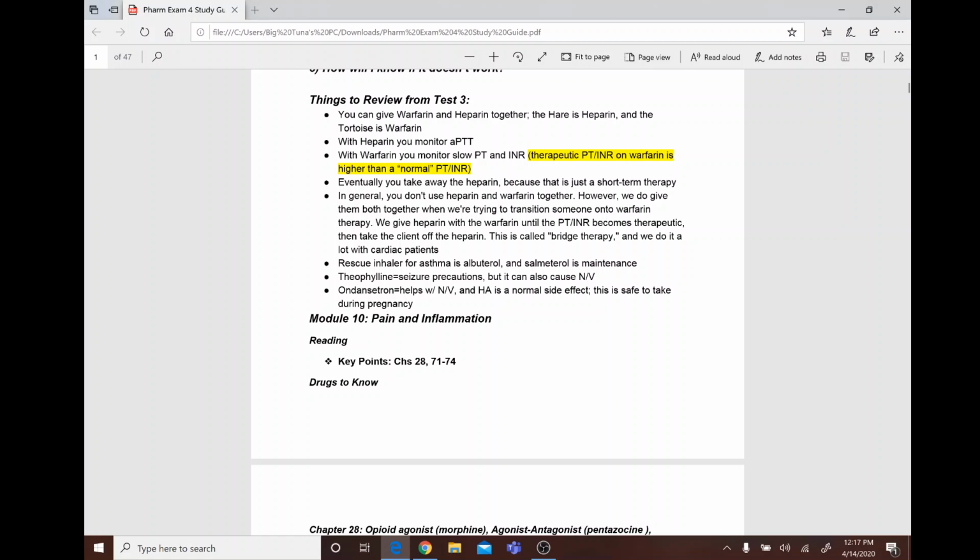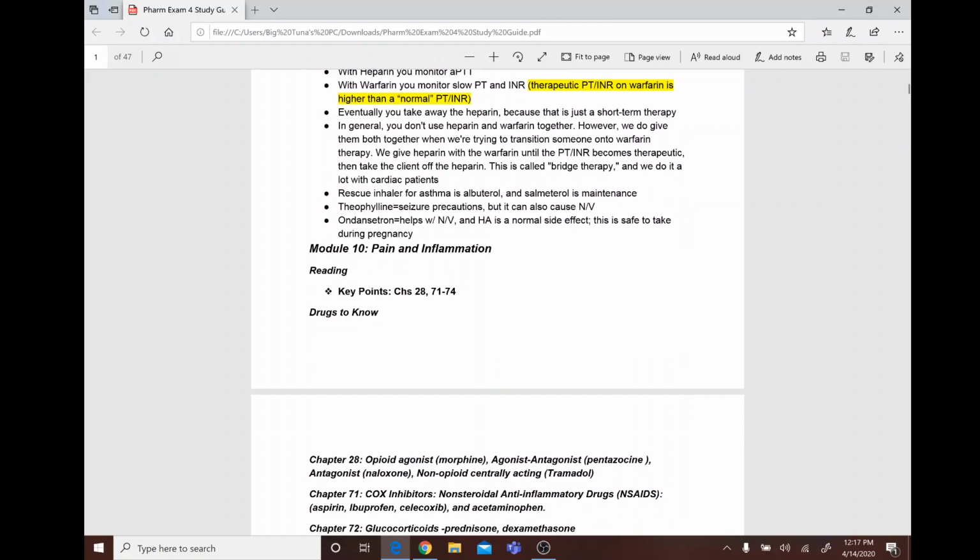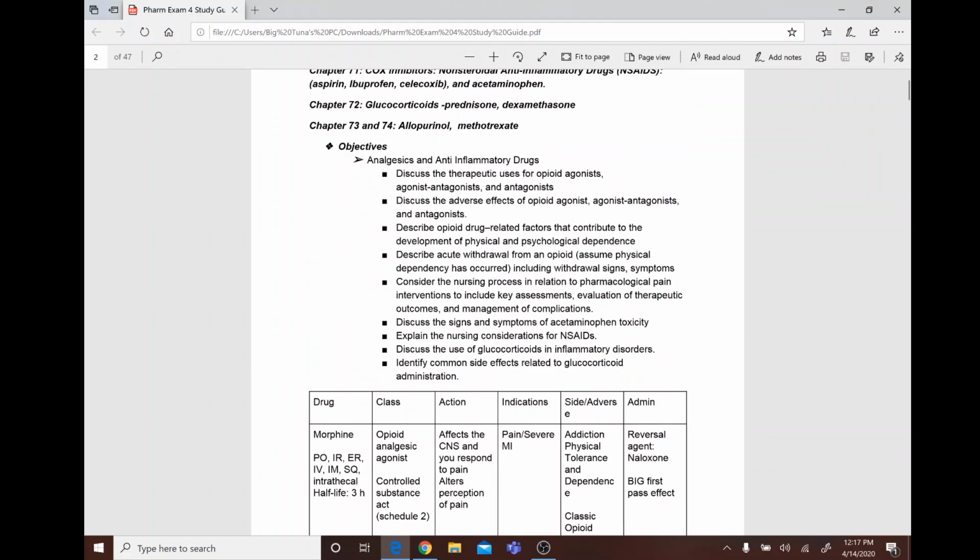Theophylline requires seizure precautions, but it can also cause nausea and vomiting. Ondansetron helps with nausea and vomiting, and headache is a normal side effect. This is safe to take during pregnancy.